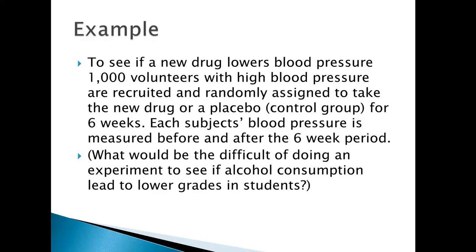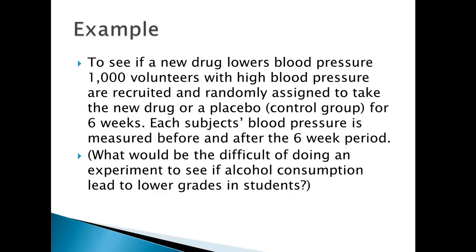So for example, to see if a new drug lowers blood pressure, 1,000 volunteers with high blood pressure are recruited and randomly assigned to take the new drug or a placebo. Placebo is just a meaningless sugar pill. That's the control group for 6 weeks. Each subject's blood pressure is measured before and after the 6-week period. And any differences that we observe is almost certainly due to the drug, because the only difference between the people taking the drug and the placebo was the drug itself.